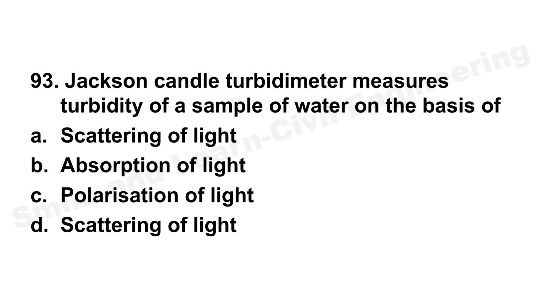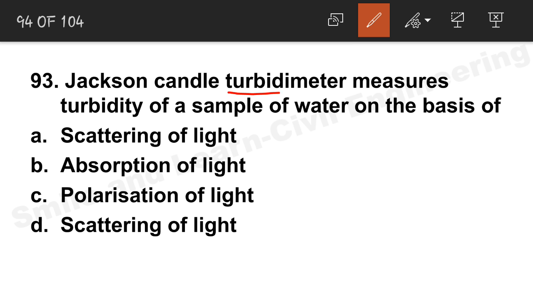Question number 93, Jackson's candle turbidity meter measures turbidity of a sample of water on the basis of. So turbidity meter, any kind of turbidity meter, works due to scattering of light. Option A is the correct answer.